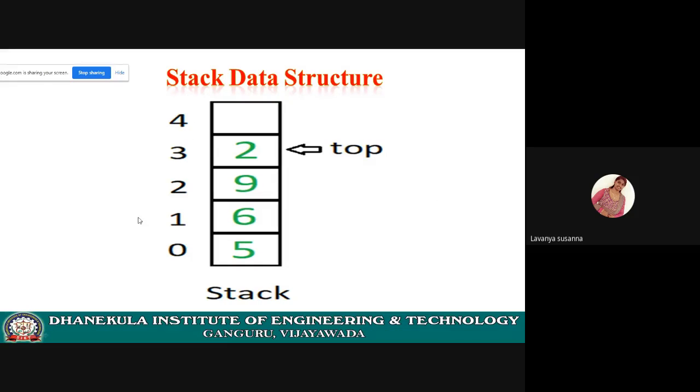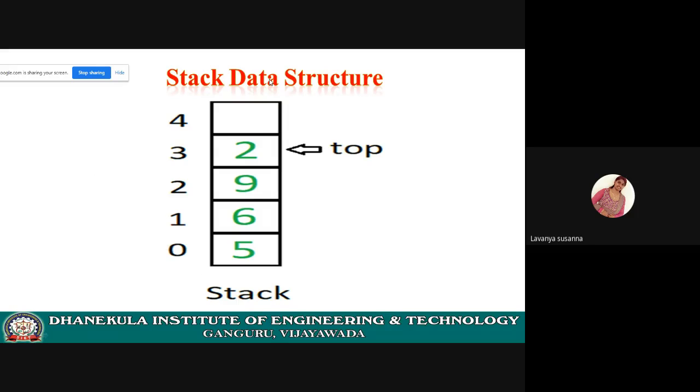Next, stack. This is the diagrammatic representation of stack. Here there will be one end called the top end. Using this top end only, you will insert and delete the elements. About this stack data structure, you will learn in third unit. At that time, you can understand. Elements are arranged in sequential order. A stack is a linear data structure. In depth, you will learn in third unit.